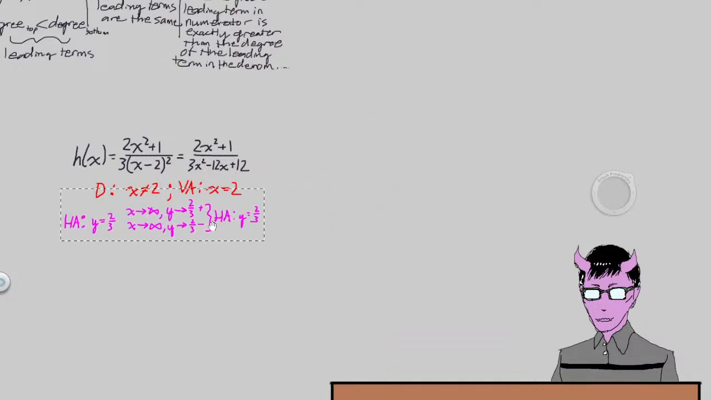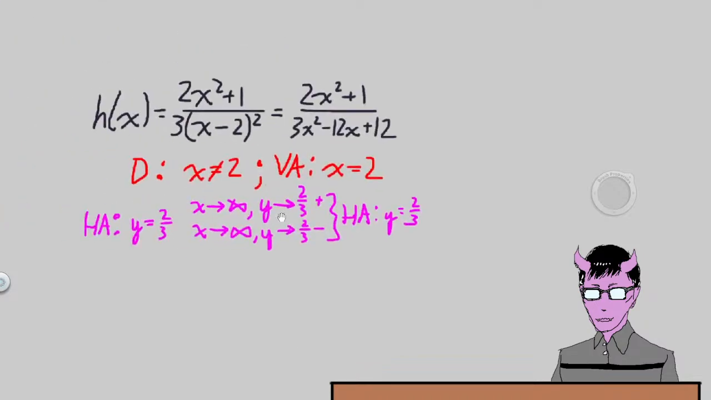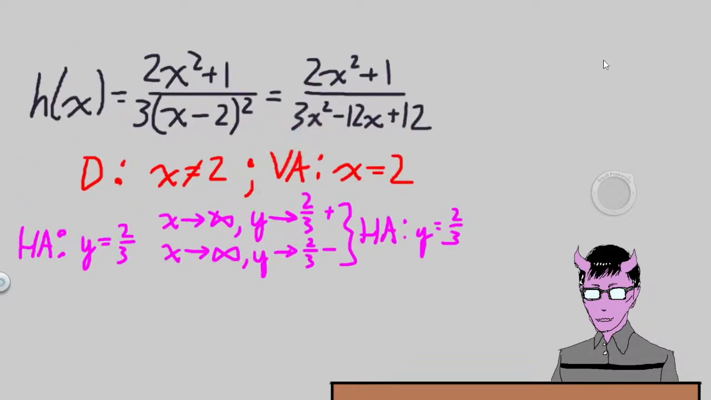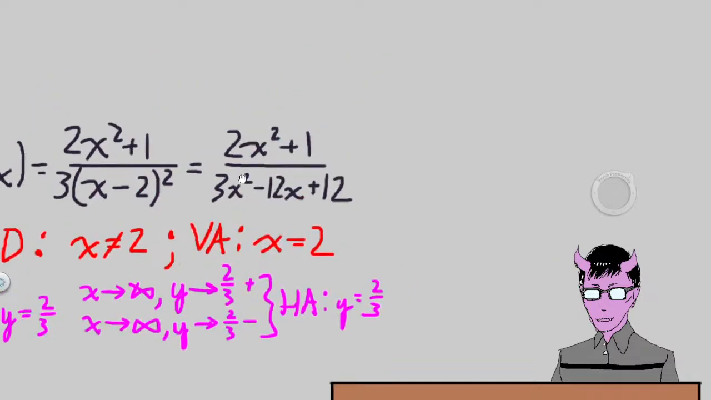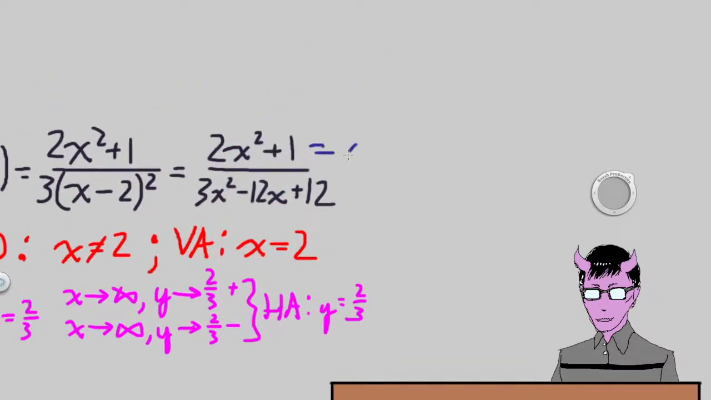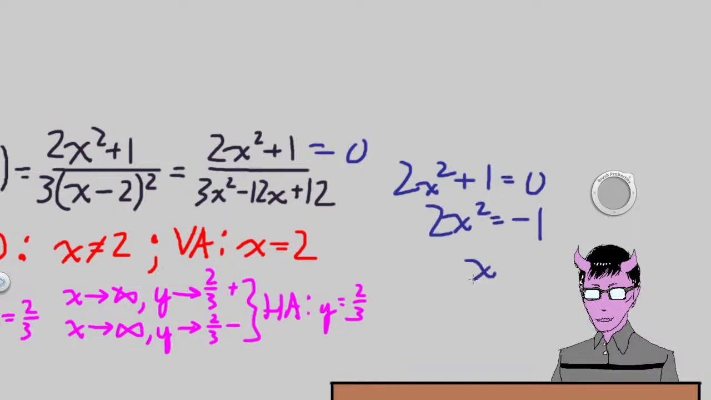Let's take that whole thing and plant it here. Do we have any x-intercepts? No, we don't. Because if you try to force the top to be equal to 0, we're going to get 2x squared plus 1 is equal to 0, and then 2x squared is equal to -1. Because it has no real solutions. So no x-intercept on the top.